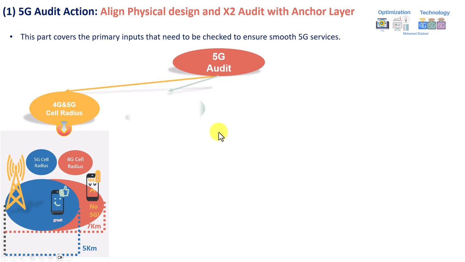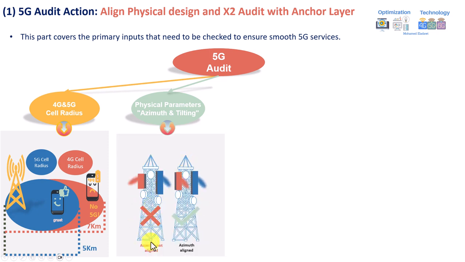The second point is related to the physical parameters, particularly the azimuth and tilting, whatever you have in the network. Assume, for example, this particular scenario where the azimuth is not aligned, and you have already, within the same site, covering the same area as shown here. For example, the blue one is 5G and the red one is 4G. Assuming that here in this case the azimuth for the 5G is like this, so it's covering this area, but the 4G azimuth is not really aligned with the 5G.